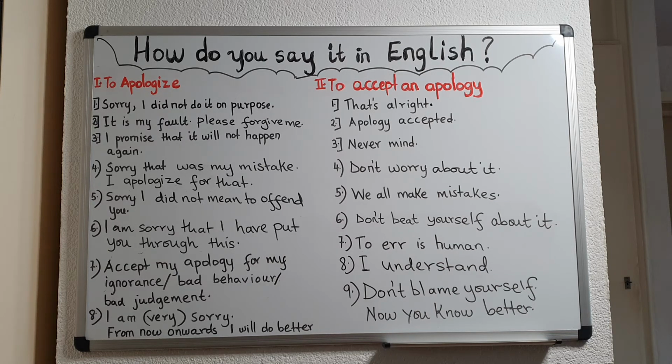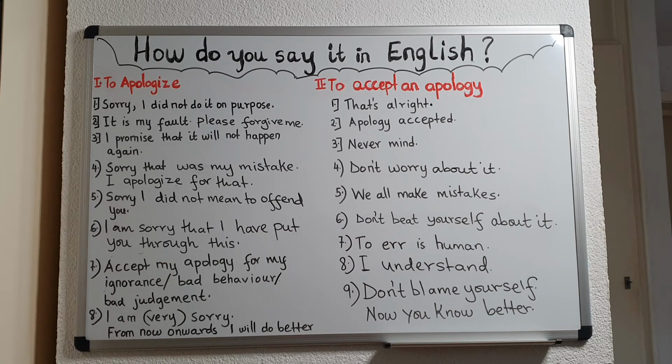Number 7, accept my apology for my ignorance. Or you can say, accept my apology for my bad behavior. Or accept my apology for my bad judgment.